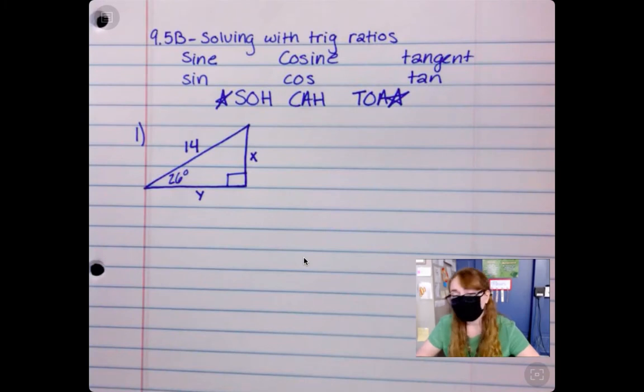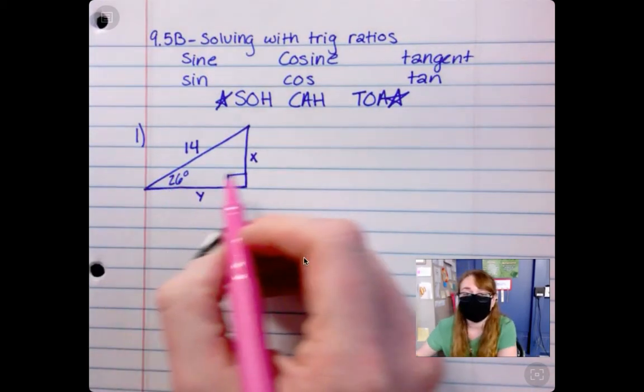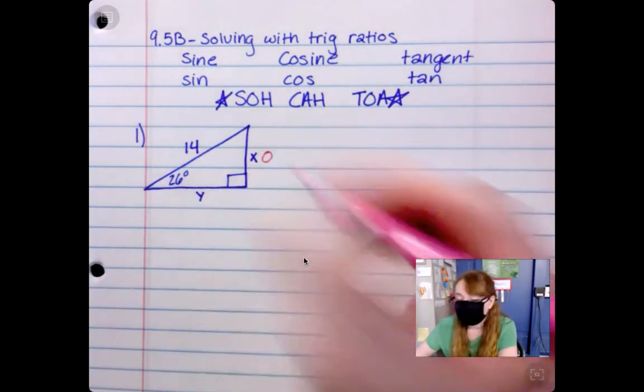So from our 26 degrees, the opposite side, the side furthest from, the side not touching this 26 degrees is going to be this x here. So we are going to label it with an O for opposite.